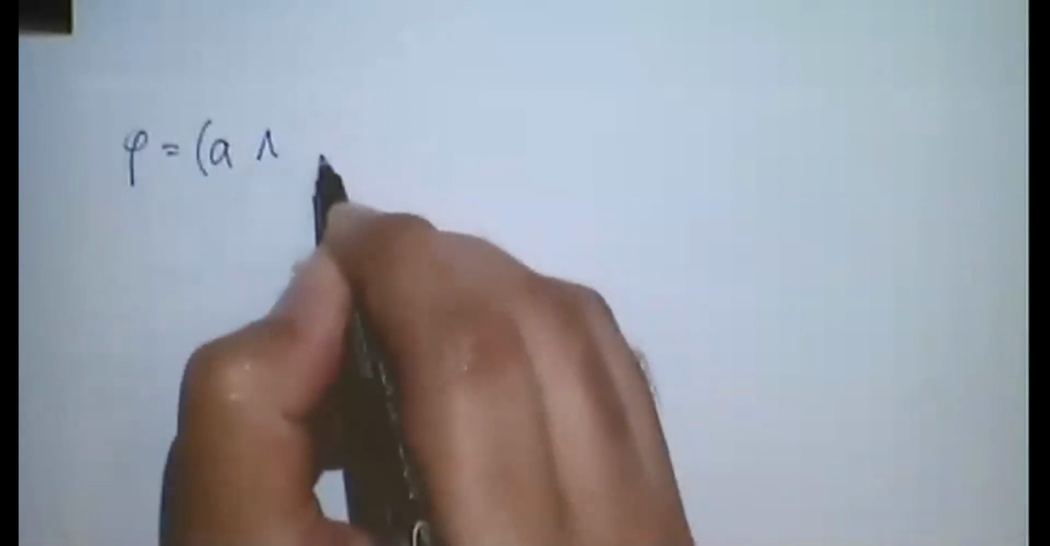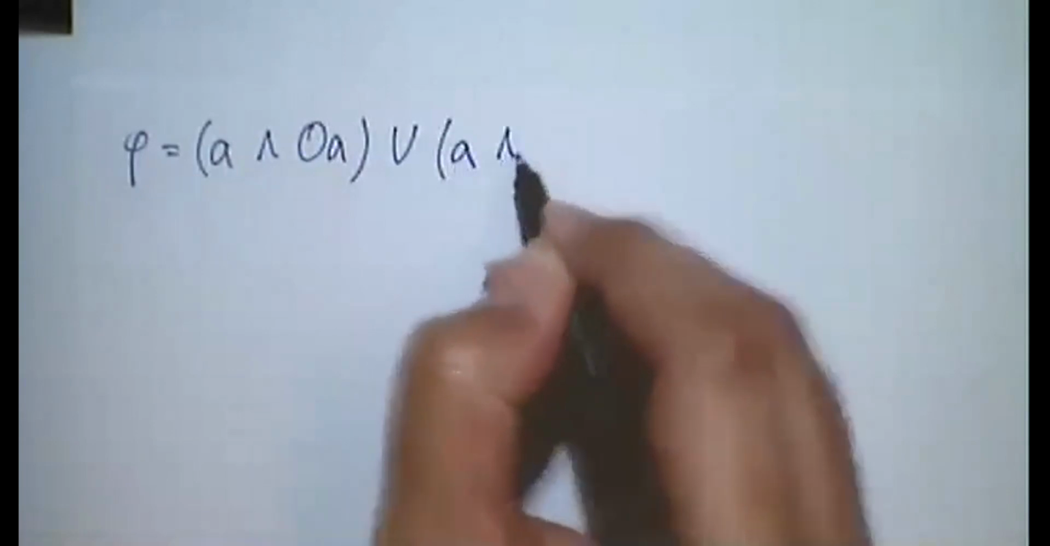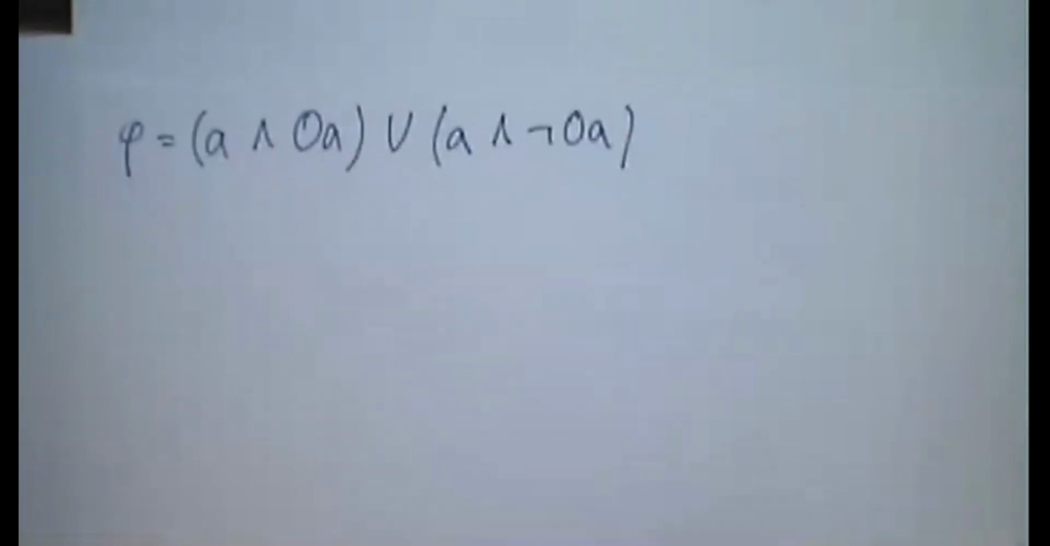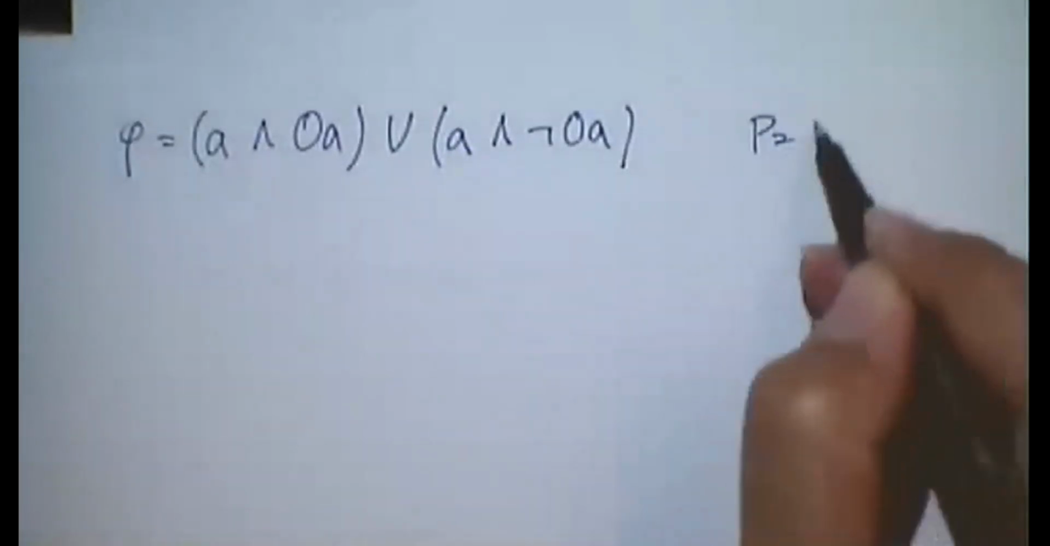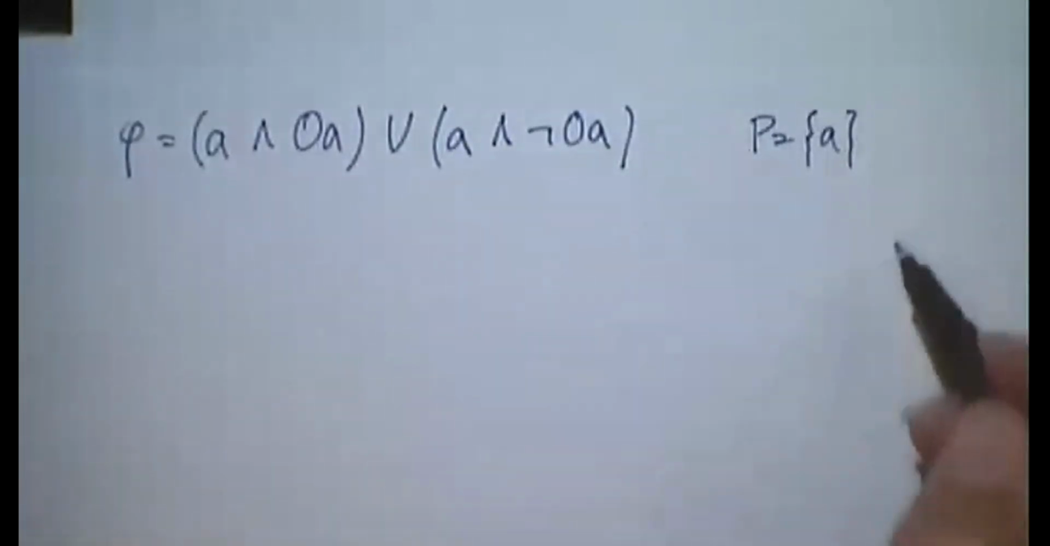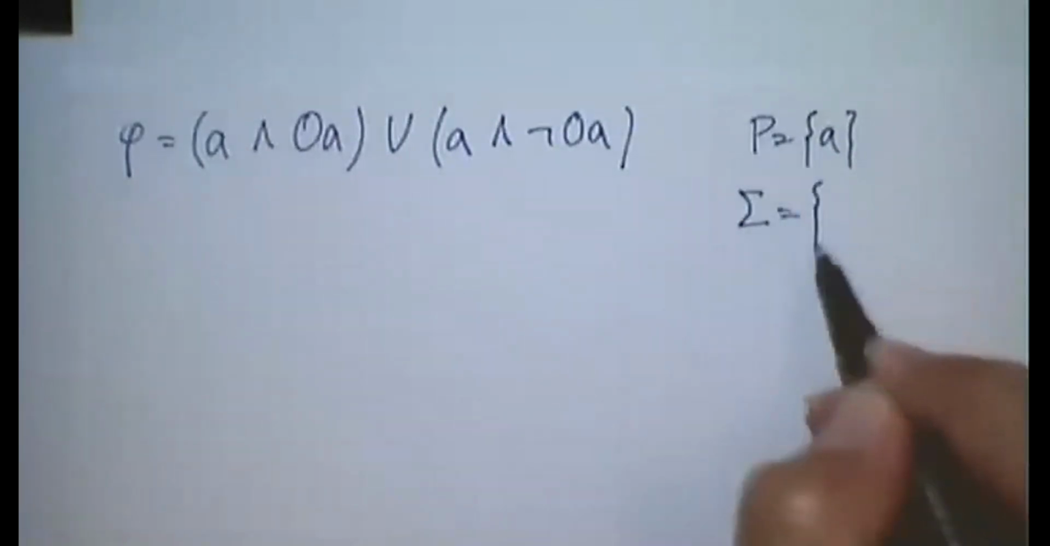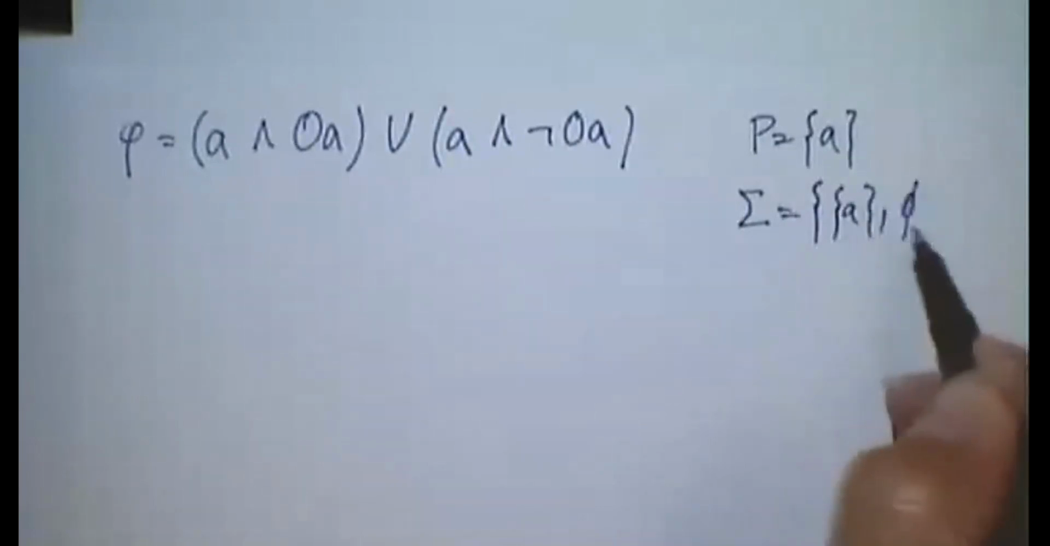So let's say that my formula phi is now A and next A until A and not next A. Okay. So now I have both until and next. And the set of my atomic propositions is just A. So my alphabet is the subsets of this, which is A and the empty set.